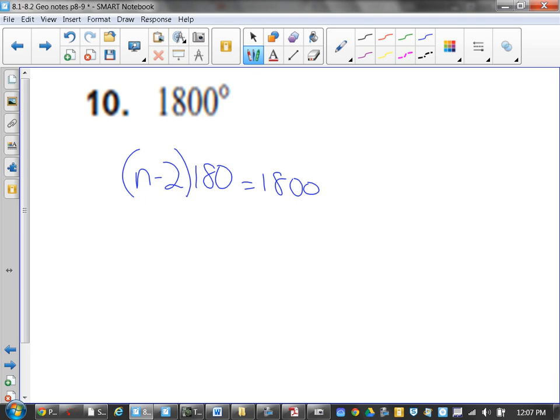When you set that up, the sum is going to be equal to 1800. Well, the sum of the interior angles is n minus 2 times 180. There are two ways of going about doing this. The easy way is to just divide both sides by 180 right off the bat. You're done. Or if you did it the other way, you multiply it out by 180 and get 180n minus 360. It works the same way.